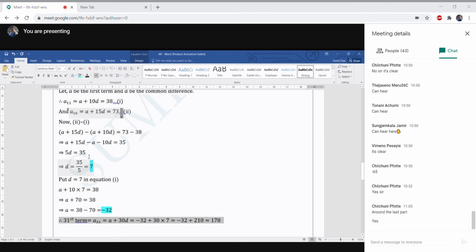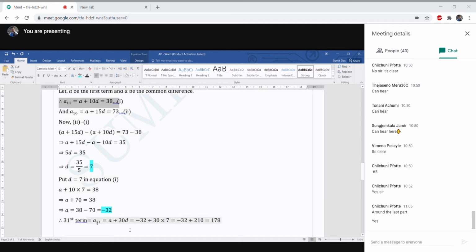Now when we find the d value, I put d in equation 1. Which is equation 1? This one: a plus 10d equal to 38. So a plus 10 times 7 equals 38. After simplification we got a equal to minus 32. Fine. So now a and d we already got. So now we can find the 31st term easily.